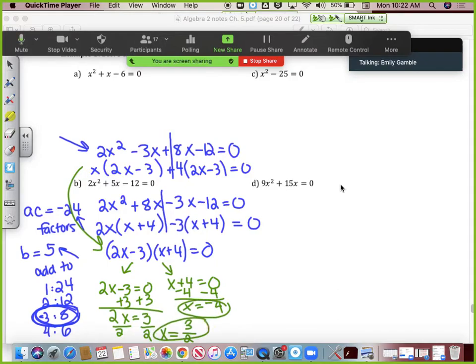So on a quiz, what I would have you do is I would have it set up x equals, and you would just put in the number. X equals, you would just insert the number in any order.